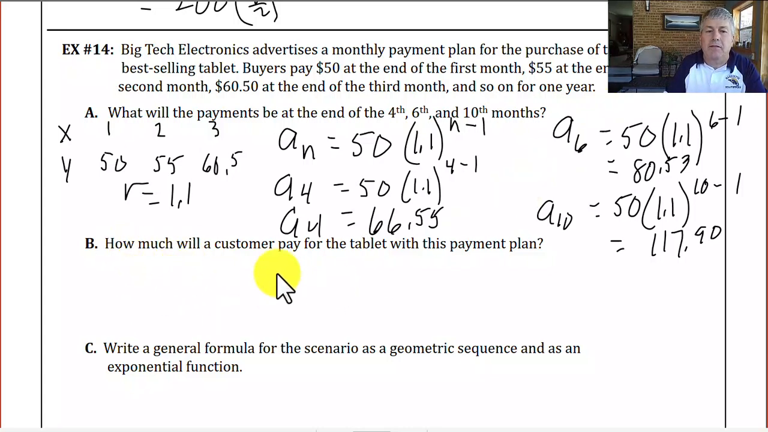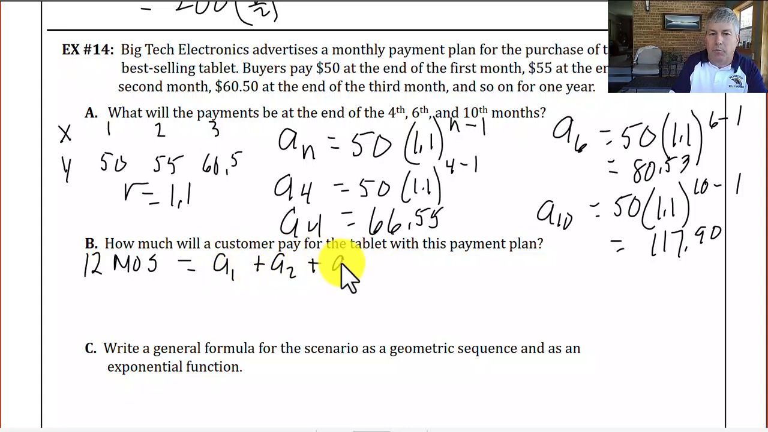In question B, it says, how much will a customer pay for the tablet with this payment plan? Well, we're paying for an entire year, so we need to figure out all 12 months of the payment plan. So it looks like we'll add all these together, so our total is going to be a sub 1 plus a sub 2. We're getting a little preview here of a summation of all of these through a sub 12.